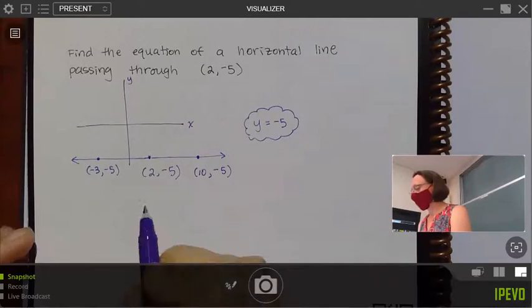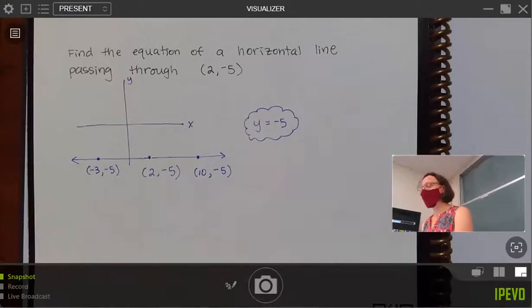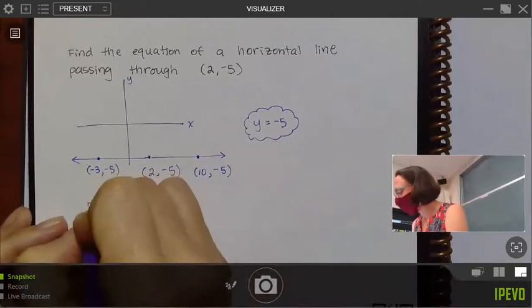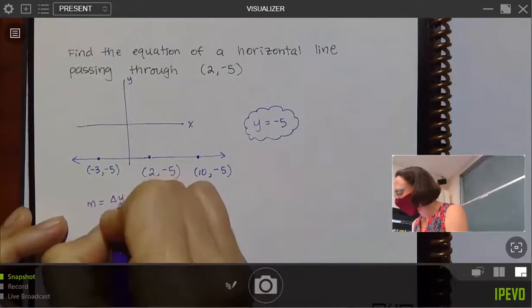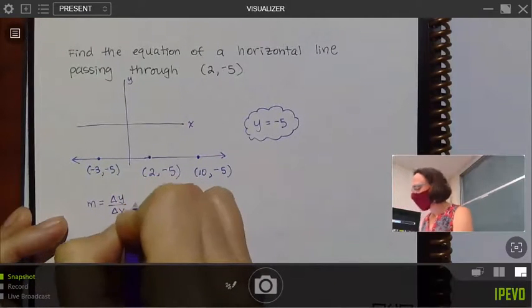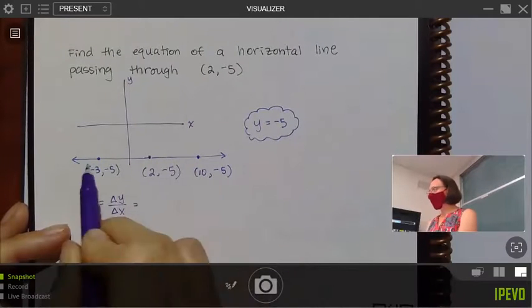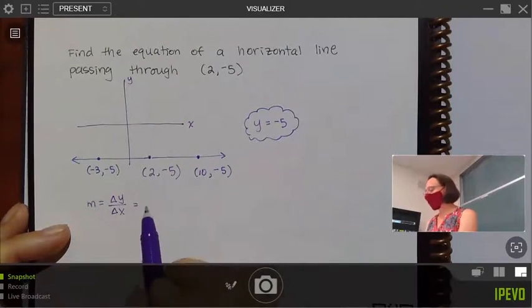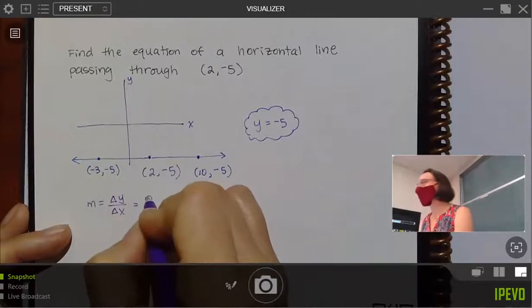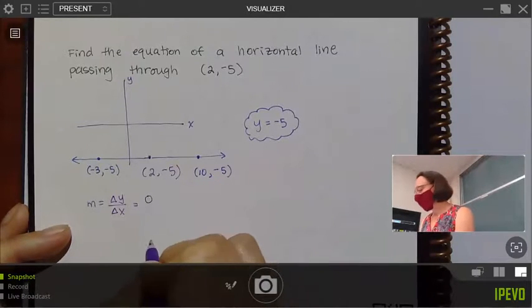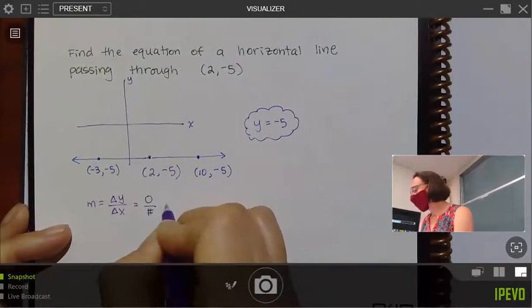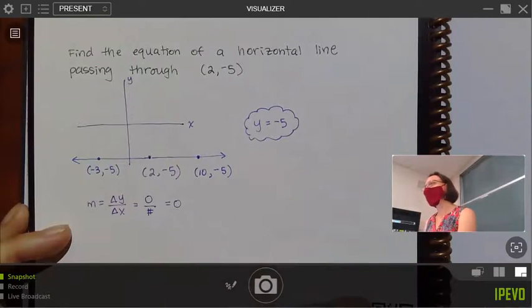Now we can also get there by kind of going the track that we've had on the other problems, which is to find the slope. Since we now have 3 points, we can pick 2 of them and look at the slope. But my change in Y over change in X, the key here is that no matter which 2 points I move between, the change in Y is 0. Which means my slope is 0.